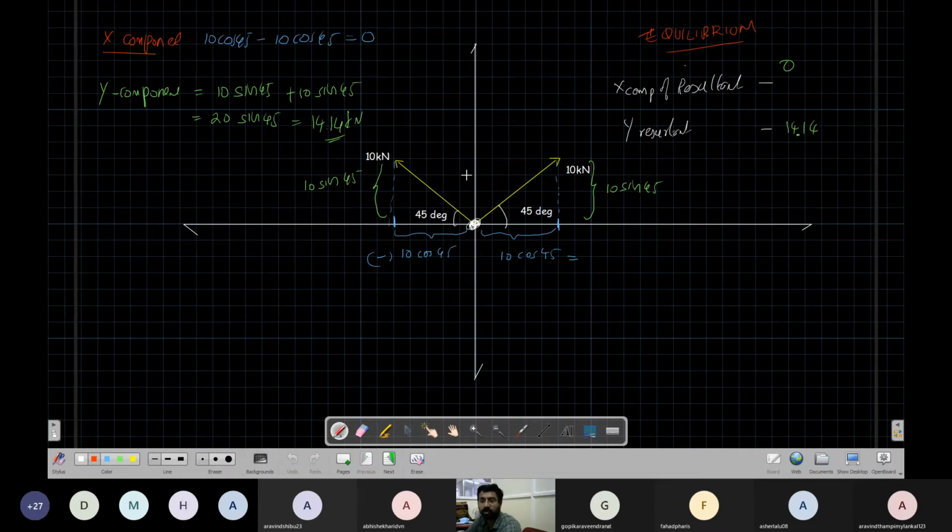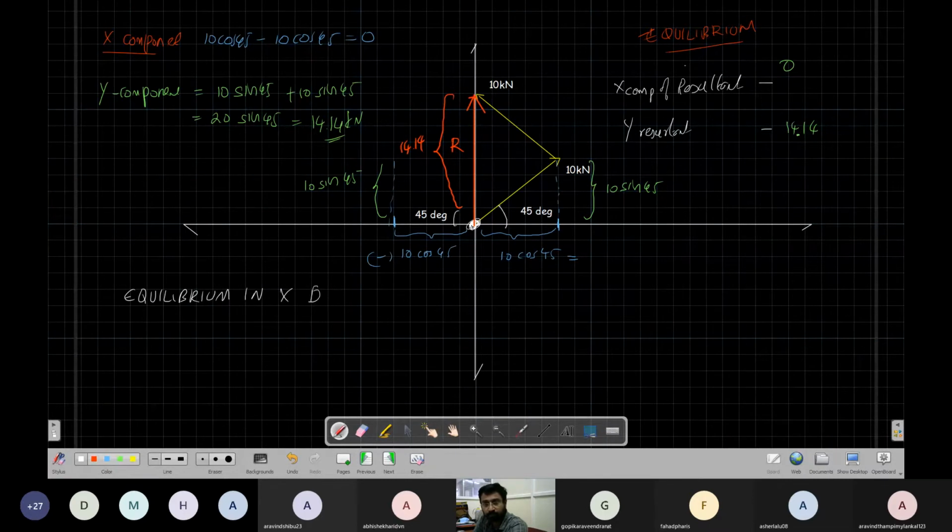What has happened is that the resultant force is only in this direction. So this body is said to be in equilibrium in the x direction, since the resultant doesn't have any x component. This body will move only in the y direction. In the x direction it is in equilibrium, not moving, but in the y direction it will move because the forces are like that.